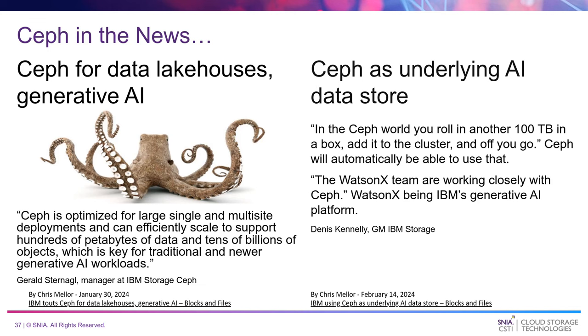And you can see the Ceph object storage goes beyond that. Ceph object storage has advanced capability to support higher level database operations, such as S3 Select, Presto plugin, Parquet and Iceberg data format optimizations, allowing people to more efficiently process their data. That's why you see the quote from IBM talking about Ceph being optimized for large and single multi-site deployments, and Ceph really is the foundation for the underlying AI.